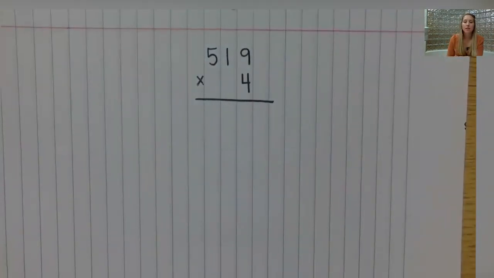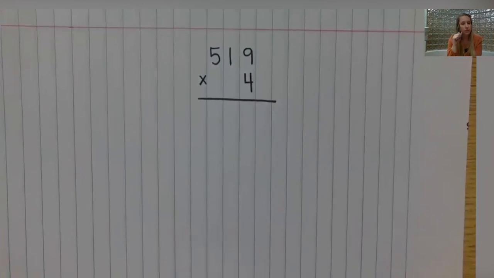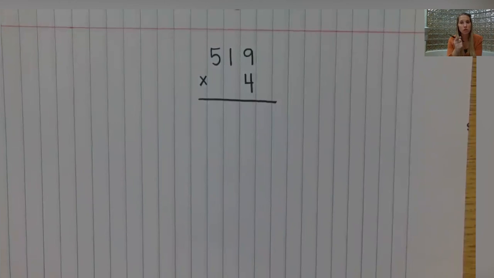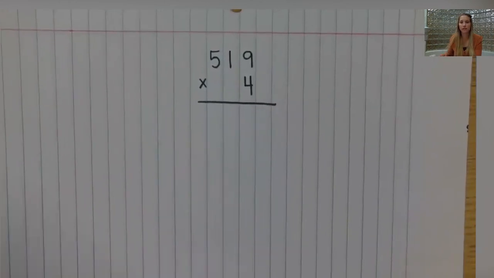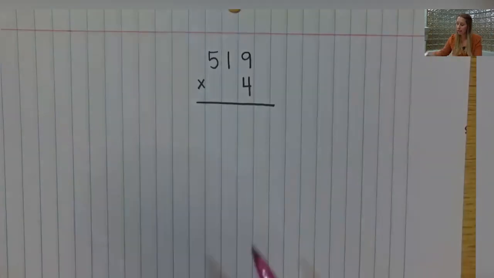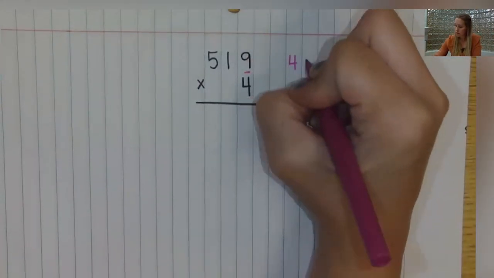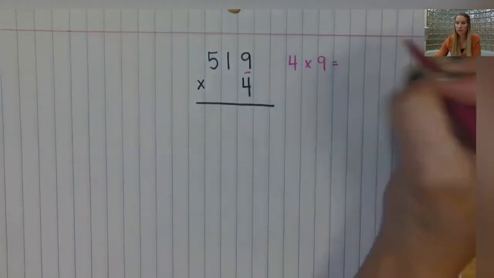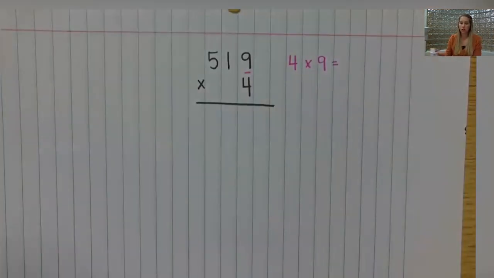All right. This time, as you work through the problem on your paper, I want you to think about how you're using place value to regroup the products. We're going to start by multiplying in what place? Excellent. We're going to start in the ones. So 4 times the ones place. What digit is in the ones place? Did you say the 9? So 4 times 9 equals what? 36.